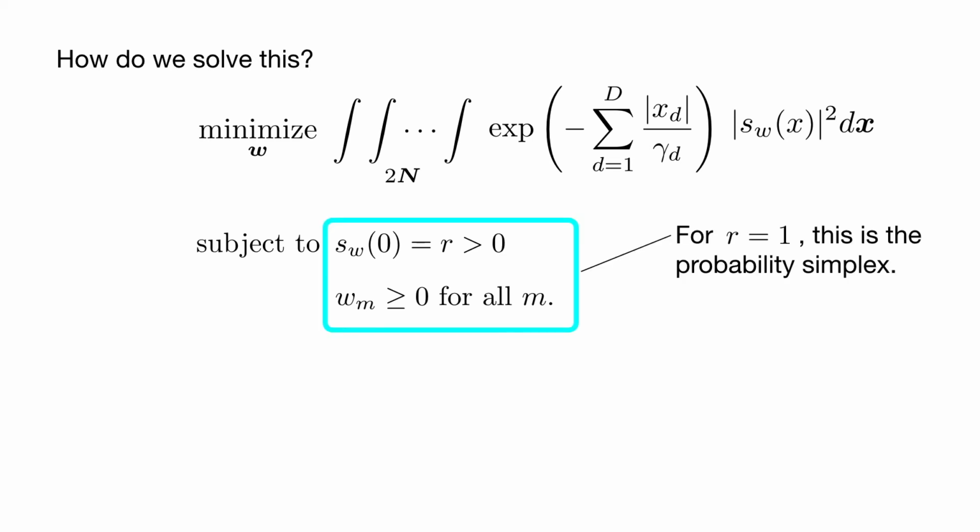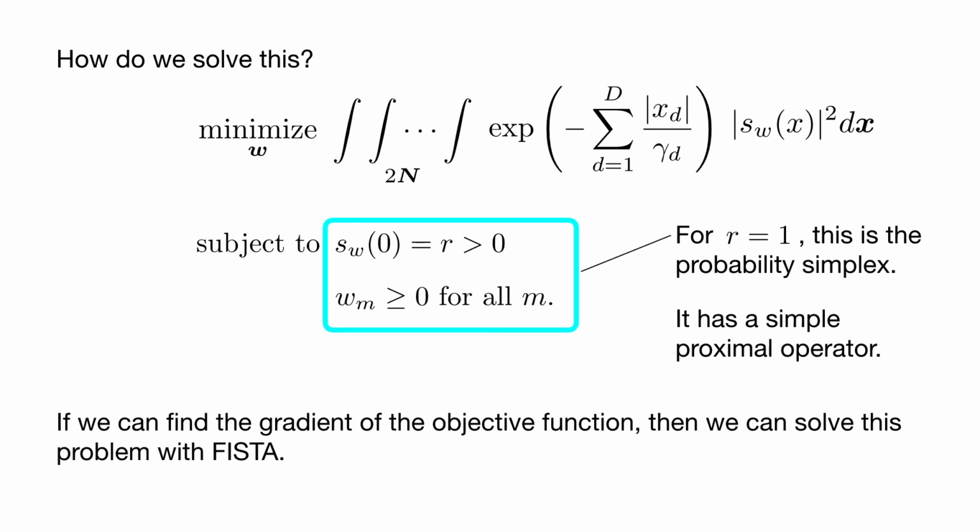If we set r equal to 1, the constraints require the set w to be an element of the probability simplex. And there are efficient computational algorithms for the proximal operator of the indicator function for elements of the probability simplex. Since we have the proximal operator for the constraints, if we can find the gradient of the objective function, then we can solve this problem with FISTA.